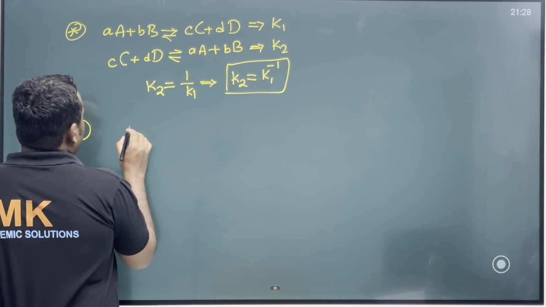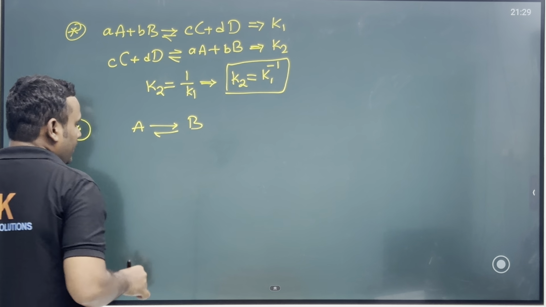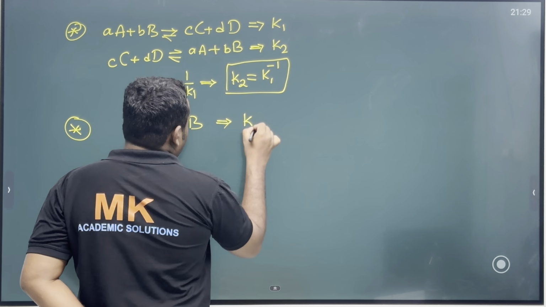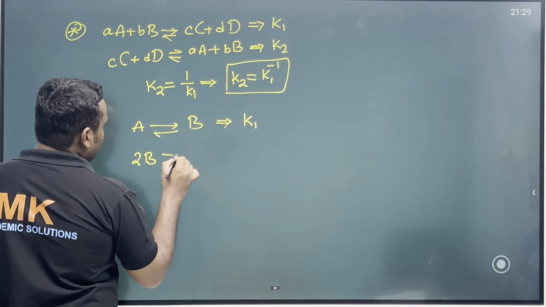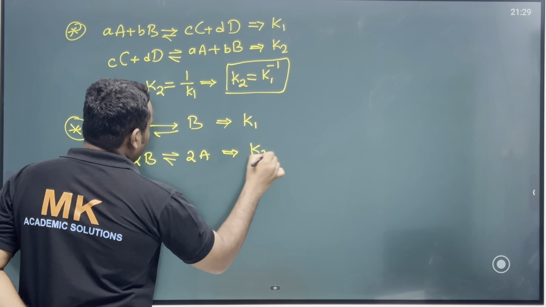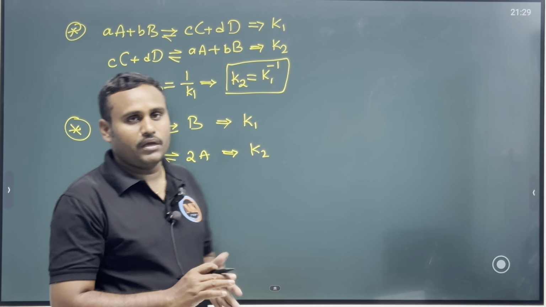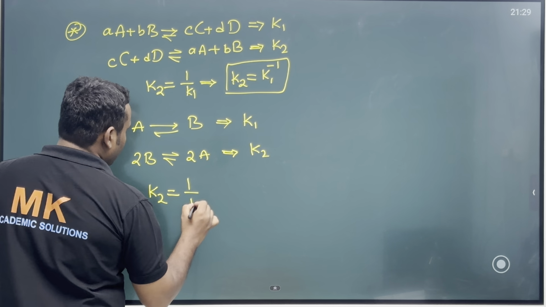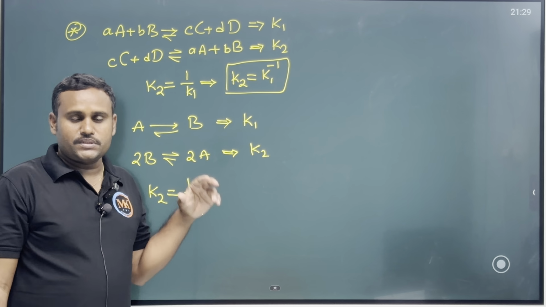For example, A gives rise to B. A very simple example I am going to take. This is reaction one, and let us consider its equilibrium constant is K1. Next, 2B gives rise to 2A. This is the equilibrium constant K2. Now what is the relation between K1 and K2? Simply, K2 is equal to 1 by K1, but here it is not simply inverted, the stoichiometric coefficients are also changed.